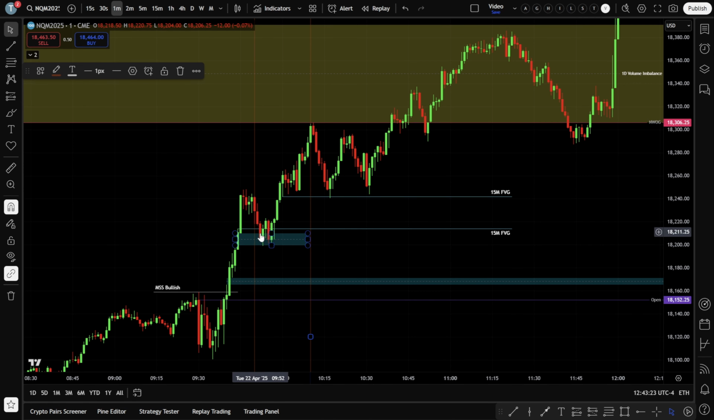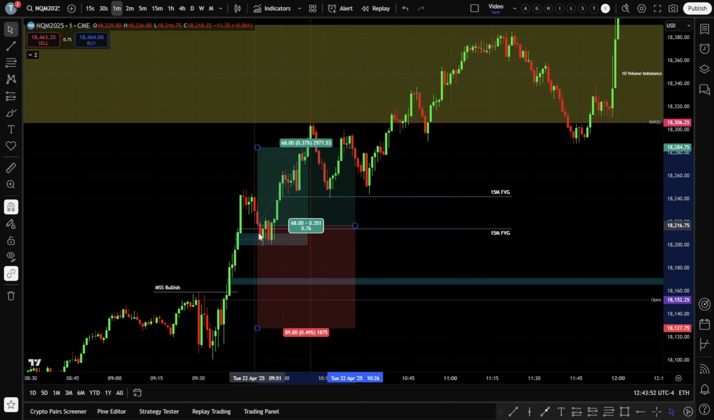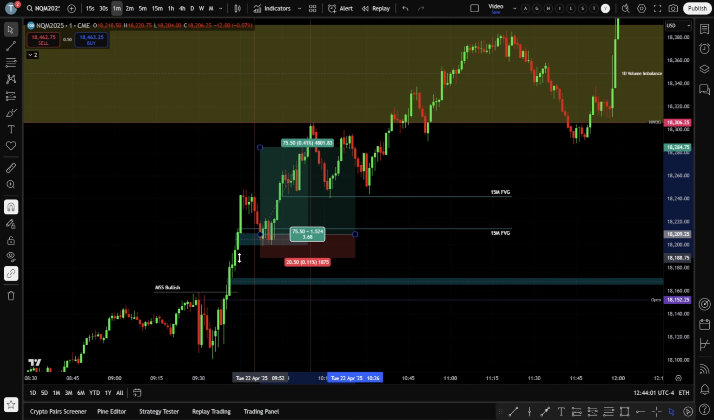So right here is a good area to be buying long, expecting price to rally up into the daily volume imbalance. So if you were to get in right here at the top of that fair value gap, your stop loss would be underneath it.